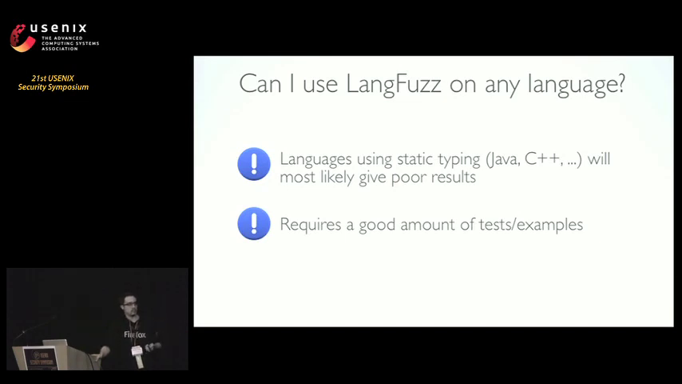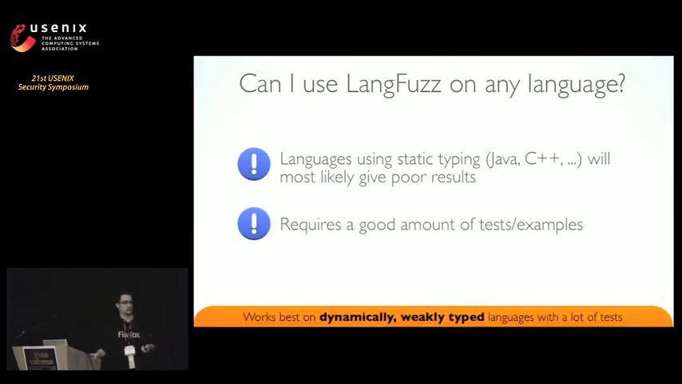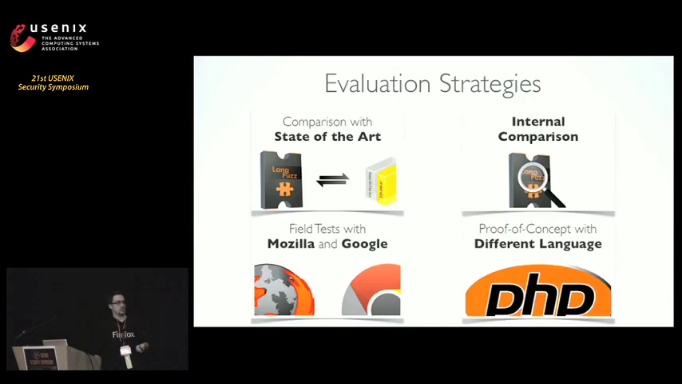And the second thing that you will have to think about is, you need a good amount of tests and examples that you can work with. For example, Mozilla has 3,000 JavaScript regression tests, and PHP has only 300, I think. So that's a factor of 10, and I think that is one of the reasons why the performance on PHP was still lower compared to the performance on Mozilla. So overall, we can say that it works best on dynamically weakly typed languages when you have lots of tests available. And that completes the evaluation that we did for the tool.